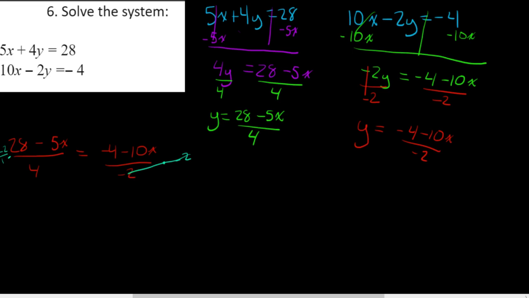On the right, those will cancel, and I'll just bring down my negative 4 minus 10x. And on the left, we have in the top negative 2 times (28 minus 5x), and in the bottom 1 times 4, which is just 4. Now to cancel out this left denominator, we'll multiply both sides by 4. Those will cancel out, and I'm left with negative 2(28 minus 5x) is equal to, and remember we have to distribute this 4. So 4 times negative 4 is negative 16, and 4 times negative 10x is negative 40x.